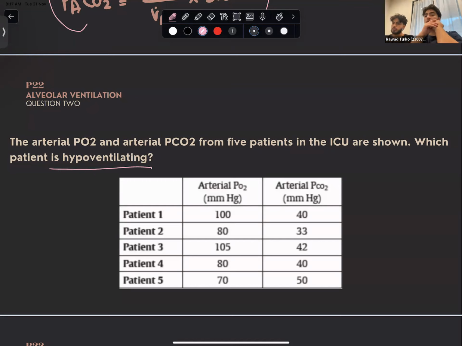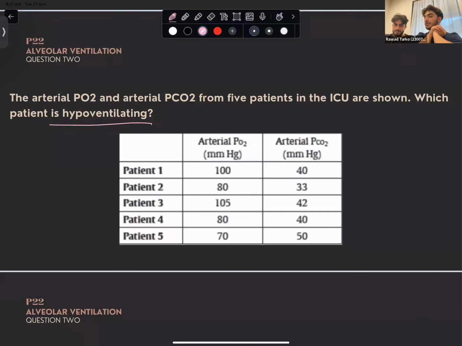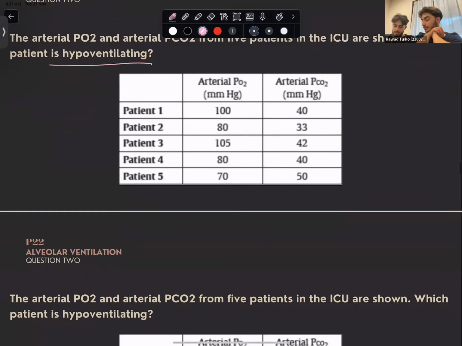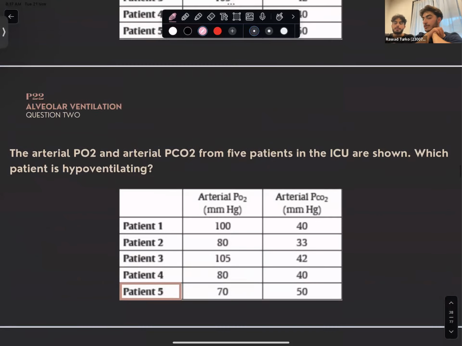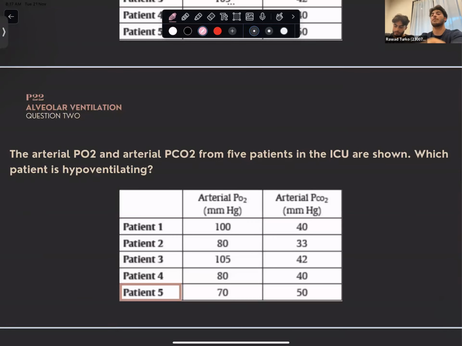Yeah. So Patient 5. Okay, Patient 5 is correct. Why is it patient 5? Because hypoventilation means low oxygen and high CO2. Yes. Perfect. That's exactly it.